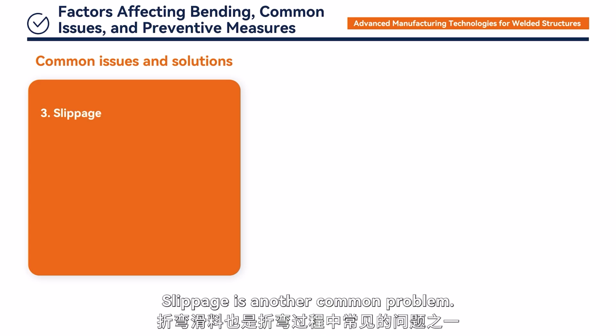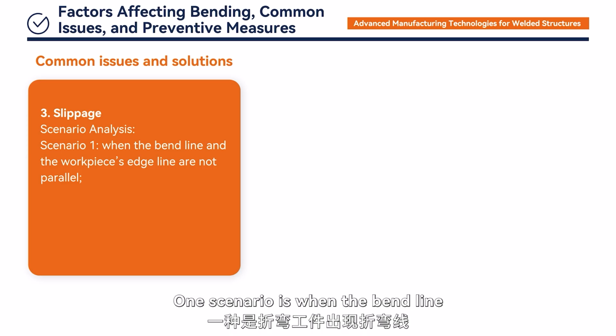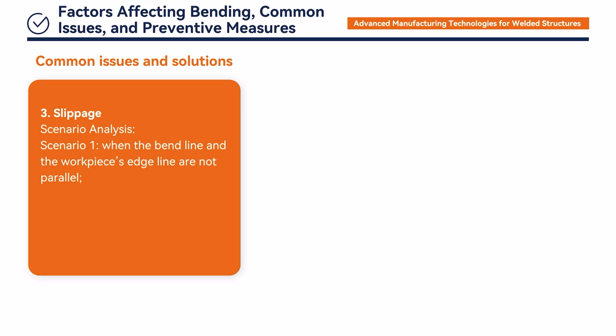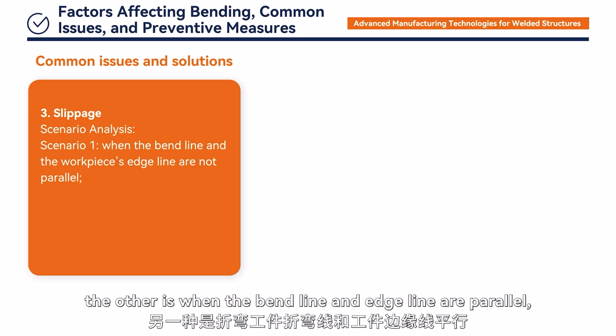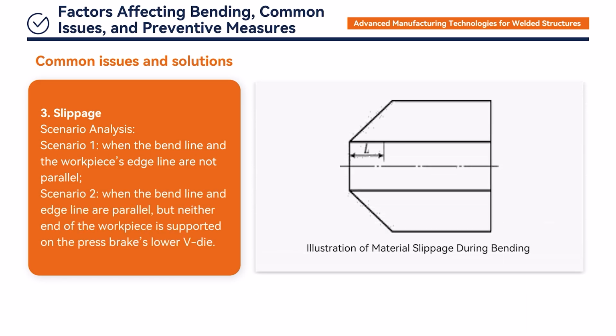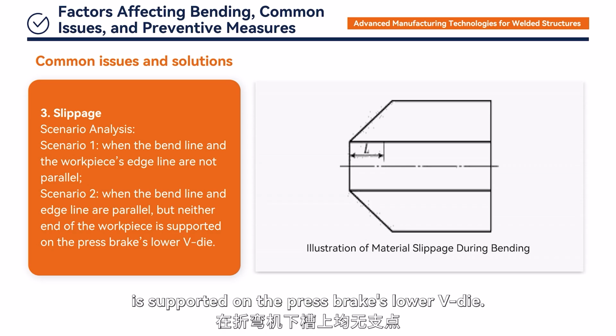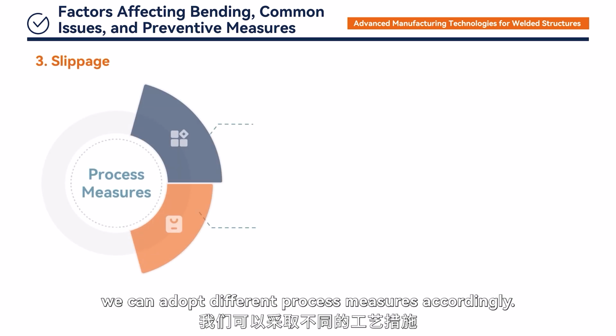3. Slippage. Slippage is another common problem. 2 scenarios occur. One scenario is when the bend line and the workpiece's edge line are not parallel. The other is when the bend line and edge line are parallel, but neither end of the workpiece is supported on the press brake's lower V die. For these 2 scenarios, we can adopt different process measures accordingly.